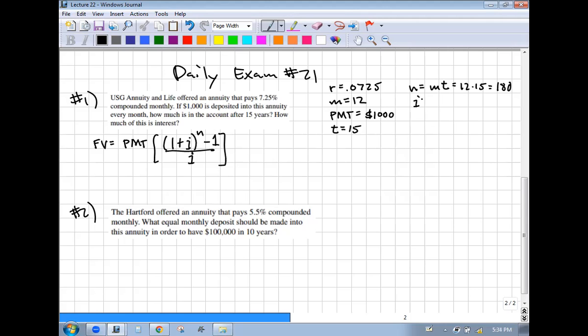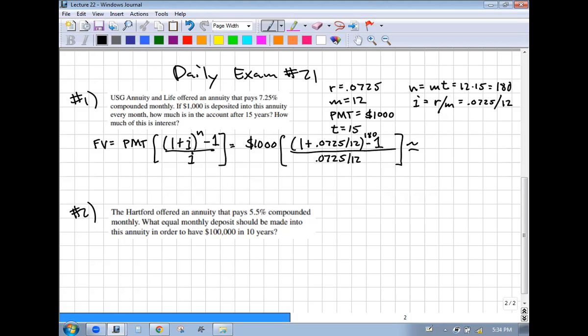And then I is the rate per period, right? Since this is the annual rate and this is the number of periods in a year, this is your rate per period. So 0.0725 over 12. Now we just plug in our numbers. The payment is $1,000. 1 plus I is 1 plus 0.0725 over 12, minus 1. And to the nth power, so this needs to be to the 180th power, and divided by I, which is that.